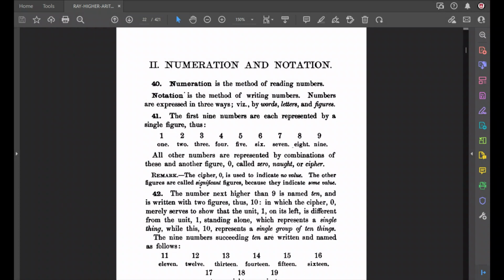The word significant just means they're meaningful. They have meaning. These numbers have meaning. Zeros don't have any meaning. They just hold an empty place. All right?